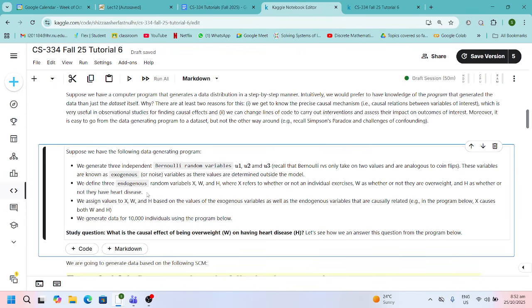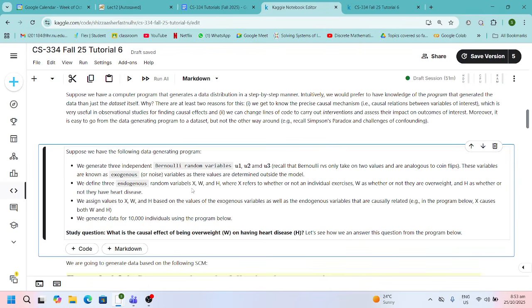And then you have three endogenous variables which are a part of your model, and these are the variables that you're running your study on. You have X, W, and H. So what exactly does each mean? X refers to whether an individual exercises or not. W tells you whether an individual is overweight or not. And H tells you whether an individual has heart disease or not.